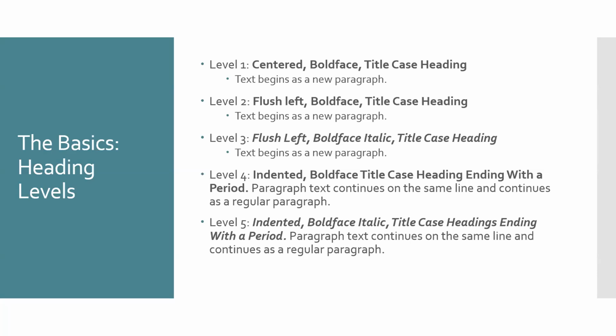Level 2 is going to be something along the lines of the participant section within your methodology section. This is going to be flush left. It's going to be boldfaced, and it's also going to be in title case heading. And just like in level 1, our text is beginning as a new paragraph.